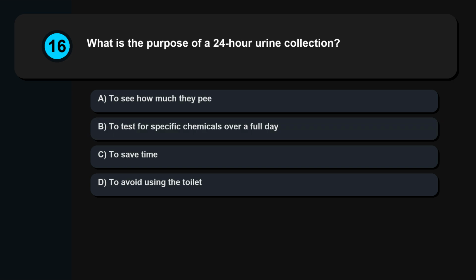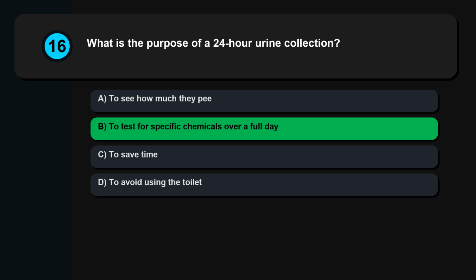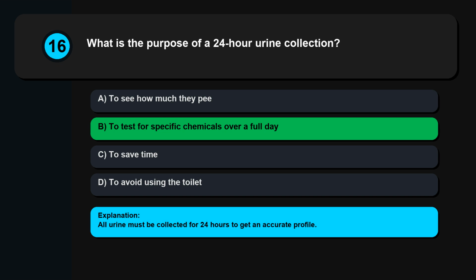Question 16. What is the purpose of a 24-hour urine collection? To see how much they pee. To test for specific chemicals over a full day. To save time. To avoid using the toilet. All urine must be collected for 24 hours to get an accurate profile.